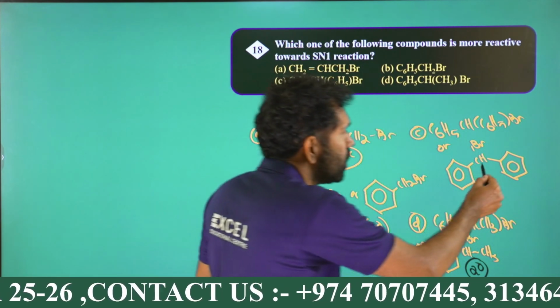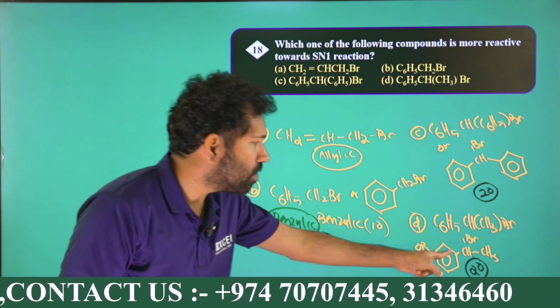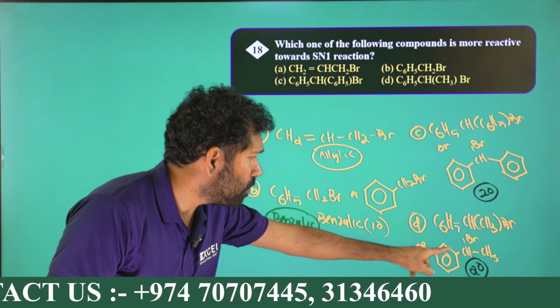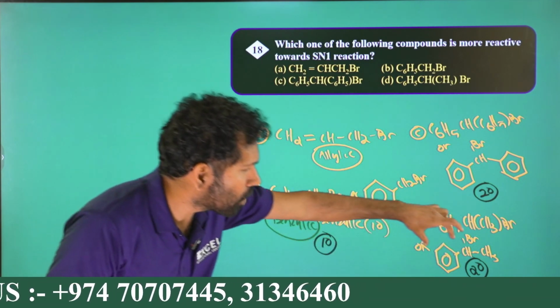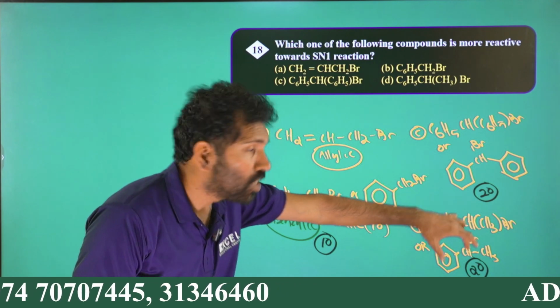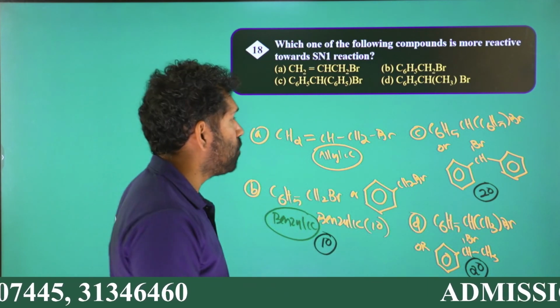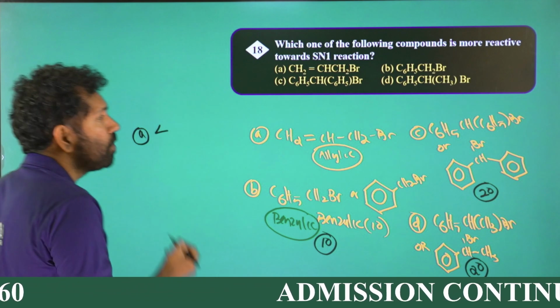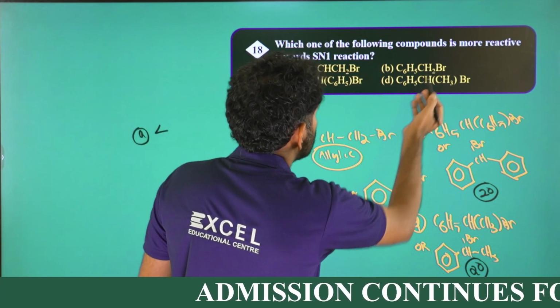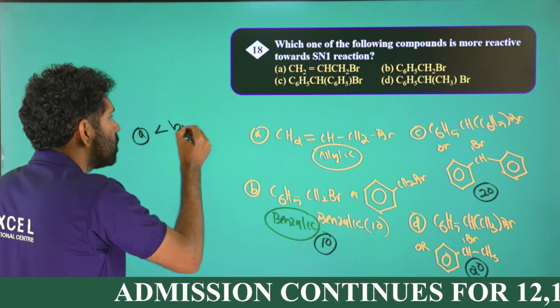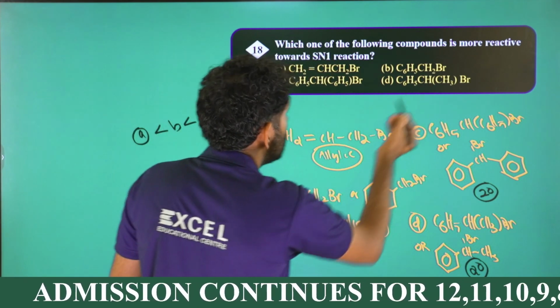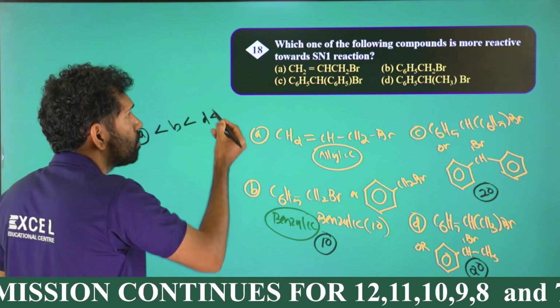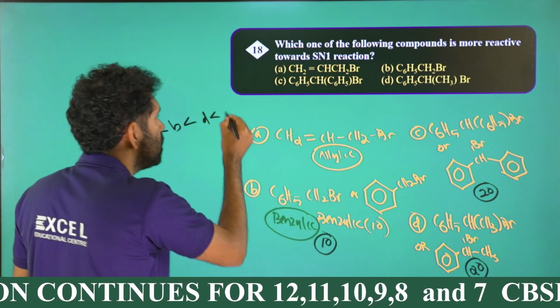Here, this one is more resonance stabilized than this, and this is more stable than this. This carbocation will be more stable. Here, in the order of reactivity, A will be least reactive. After that, B will come, then D will come, and the most reactive will be C.